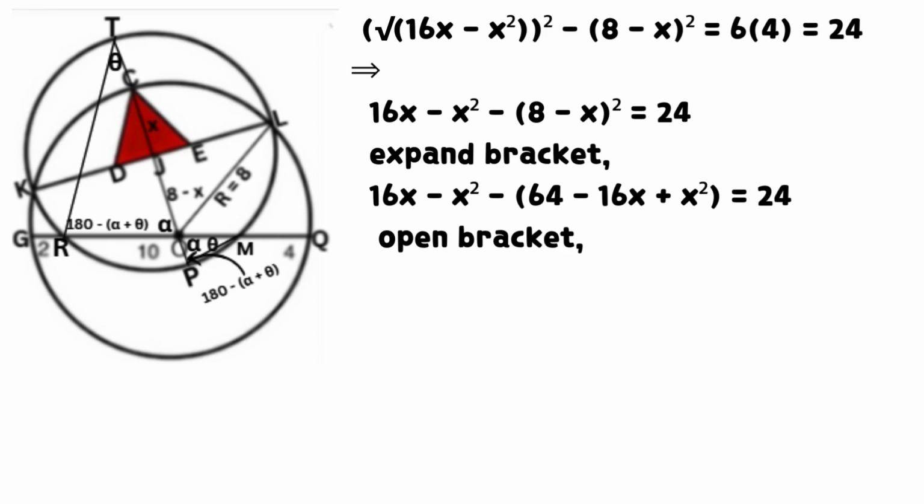Expand the bracket. We have that 16 times x minus the square of x minus, in bracket, 64 minus 16 times x plus the square of x, equals 24. Open bracket. You should recognize that knowledge of arithmetic and algebraic simplification and operations is required at this point.